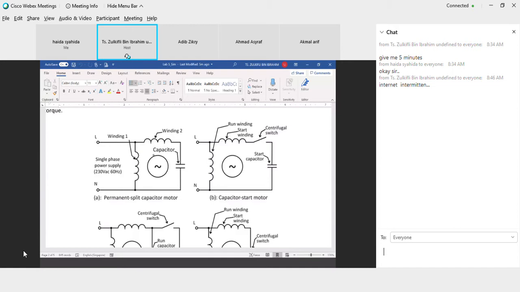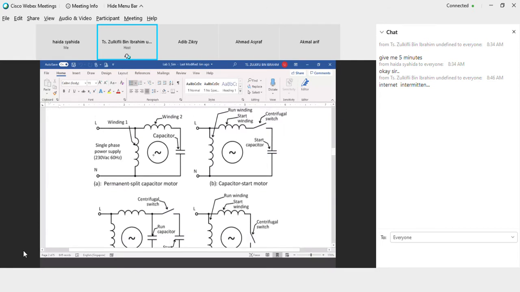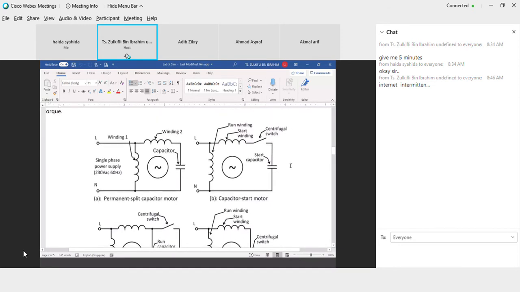So that's the concept of the single phase induction machine. So there are a few configurations. First, you have permanent split capacitor motor. Okay, but this is permanently connected. The other one, you ada capacitor start motor. So this capacitor start ni digunakan untuk starting saja. So bila dah bergerak, the capacitor will be disconnected at the motor start running lah.